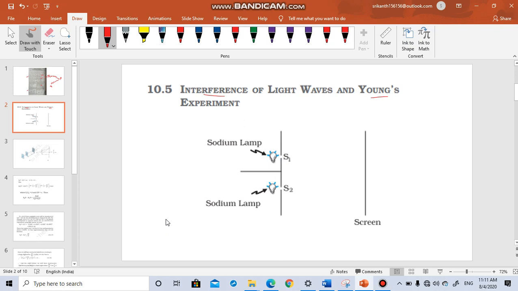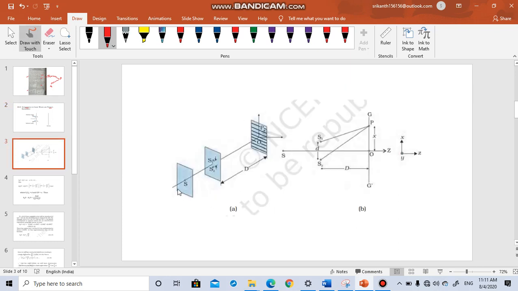This experiment was conducted to establish the wave nature of light. Here they take a single source, and through this source a light beam is emanated. It falls on another screen which has two slits. These two slits are very small, and this is the third screen. Here an interference pattern is observed. That means dark spots, white spots, dark spots, like that a pattern is observed.